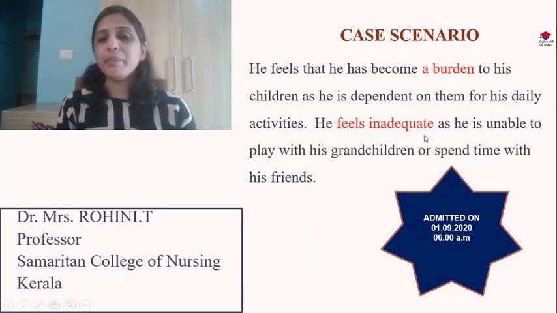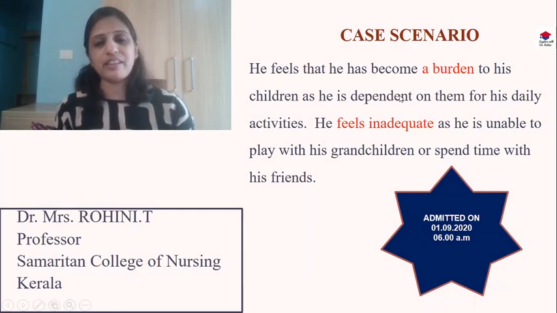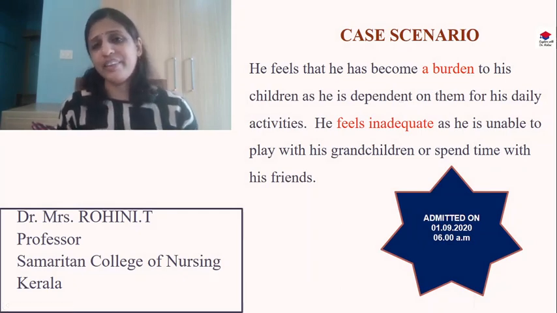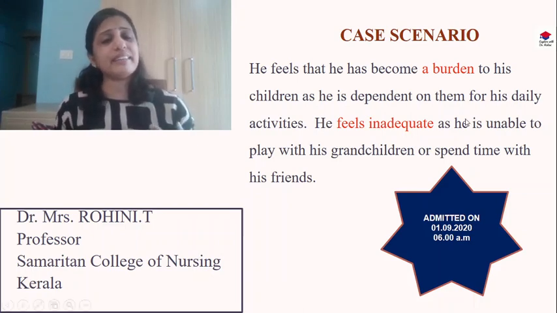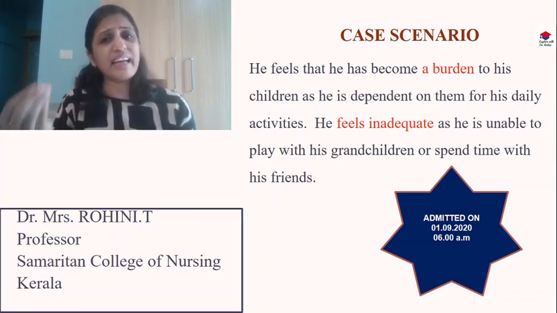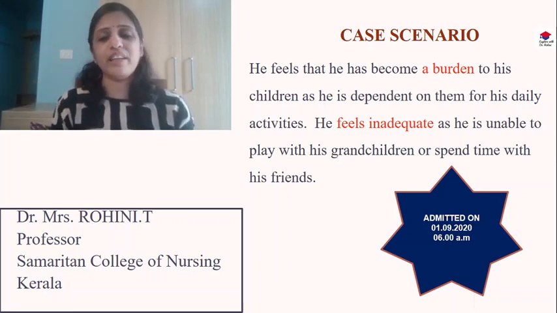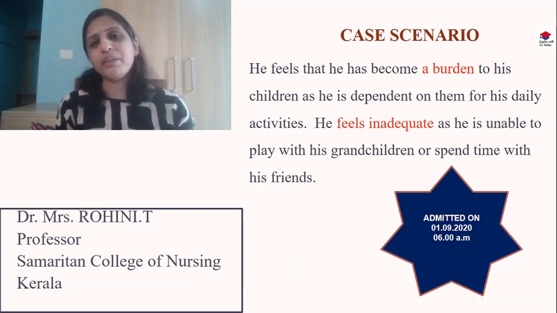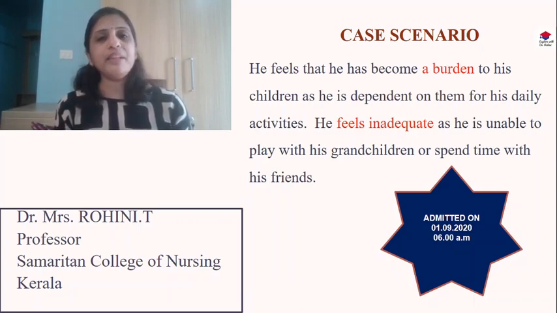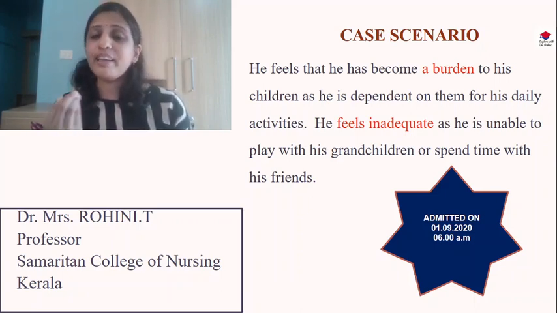Then we have him becoming a burden to his children. So it's a psychological variable. It is a psychological variable. Okay, maybe he feels inadequate. He feels inadequate as he is unable to play. So that is actually giving an angle on the psychological variable. More data is needed to comment on his spiritual variable, socio-cultural variable, and developmental variable.